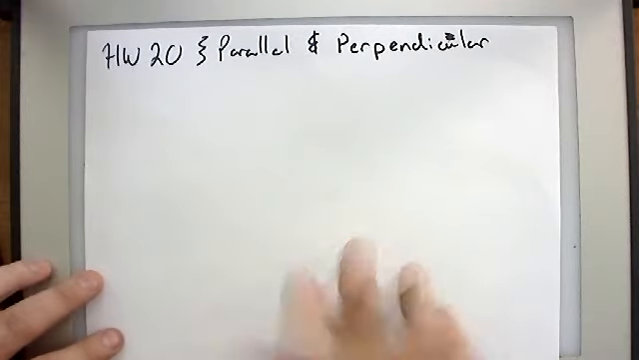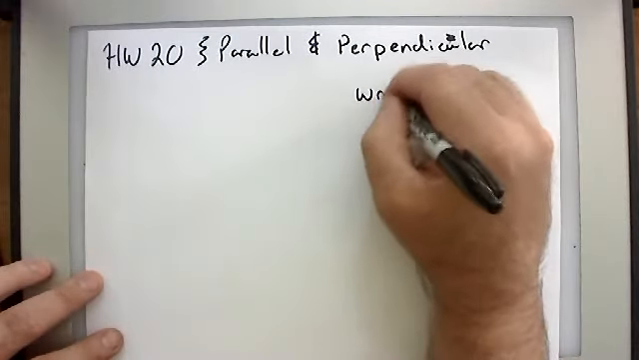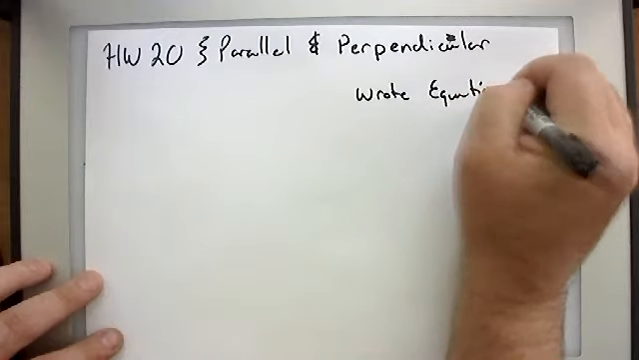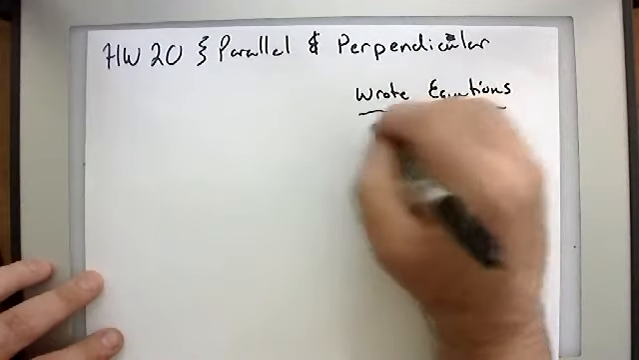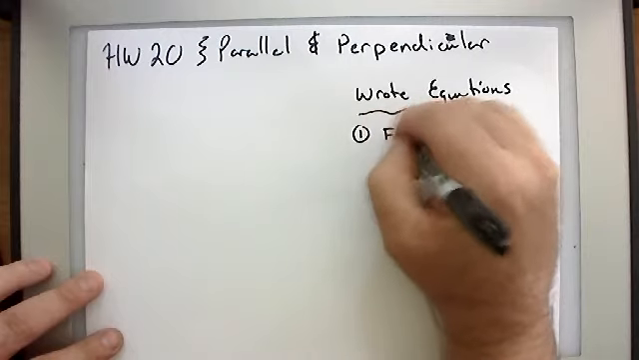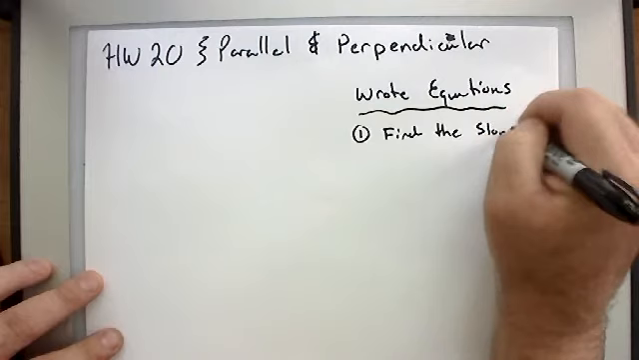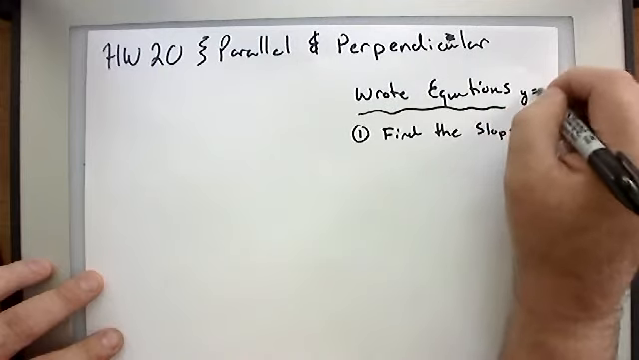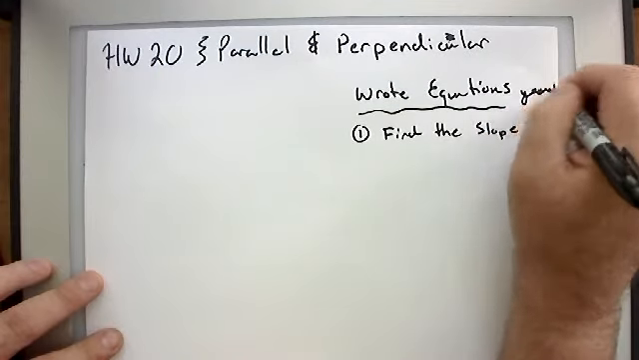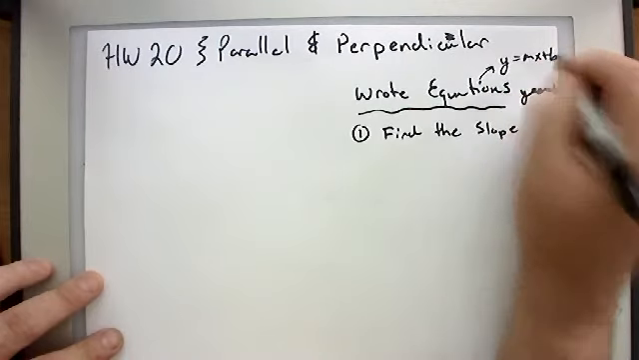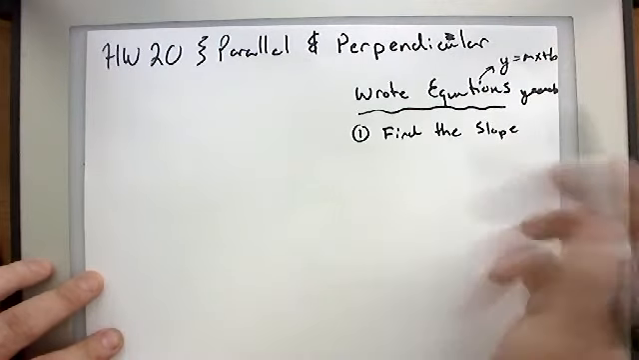What we did in homework 19 was we wrote equations, right? Here's some information, write the equation of a line. We had sort of a generic three-step process. One, we said find the slope. Because remember, generally speaking, we're looking for y equals mx plus b, right? Just keep that in mind, generally speaking.